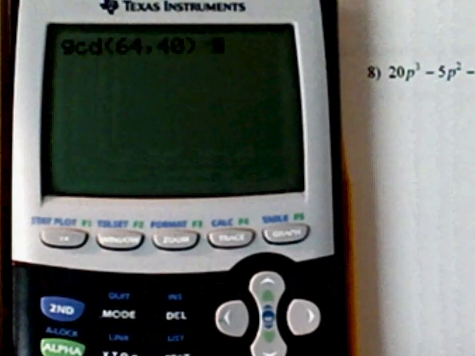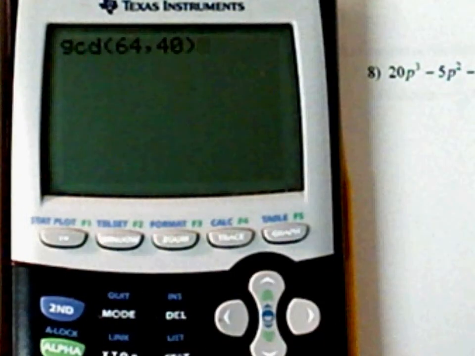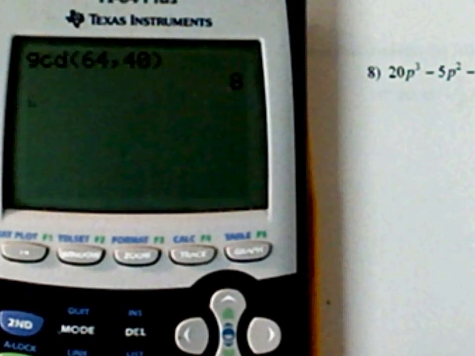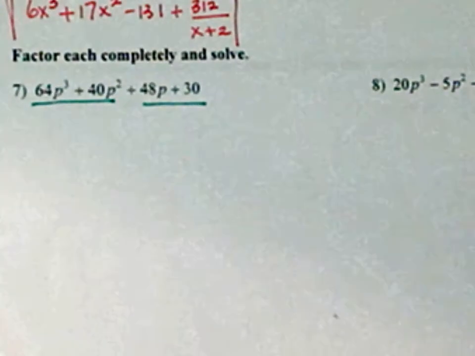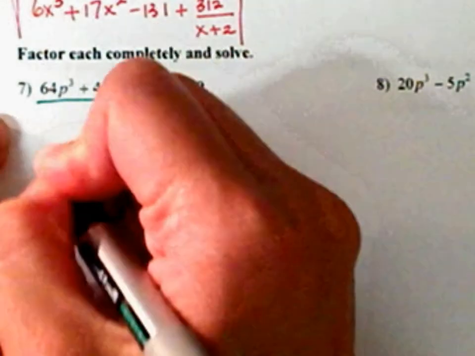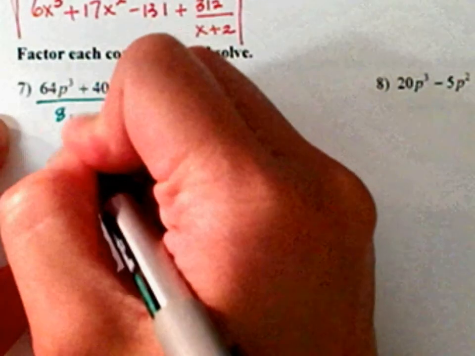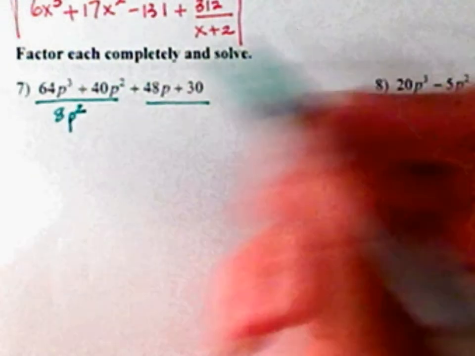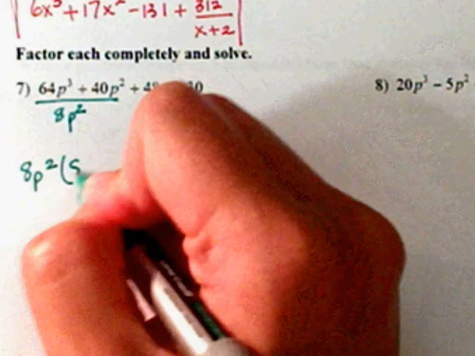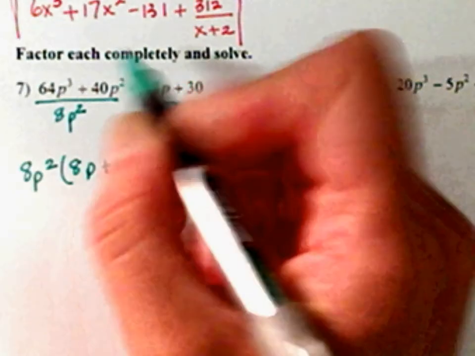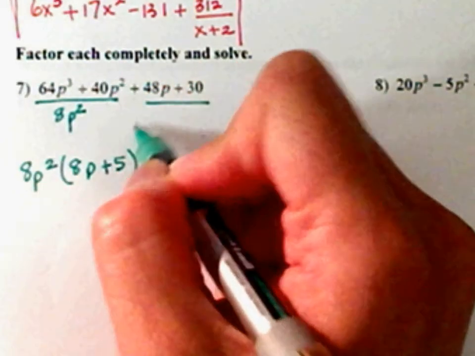So what number goes into 64 and 40? That would be number 8. So I'm going to factor out an 8, okay? What else do they have in common? 8p squared. So I'm going to factor out 8p squared. When you do, what do you have left? 8p plus 5. So you're dividing by each one. See that plus? Bring that down.